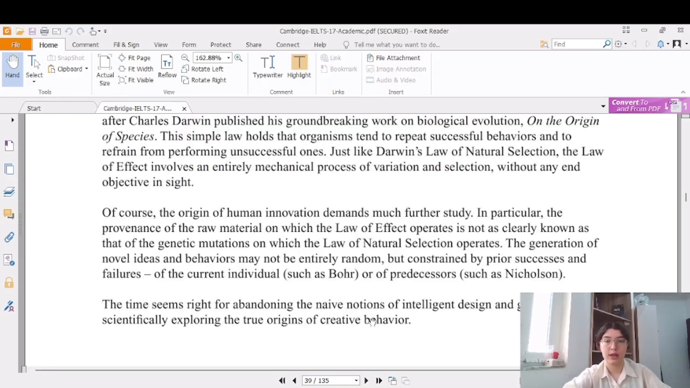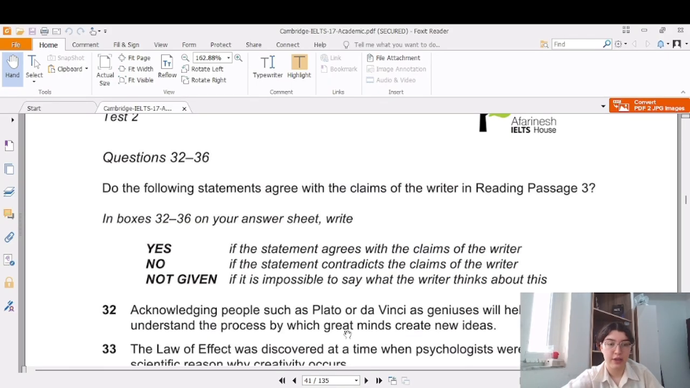So I think that would be able to answer our question. The time seems right for abandoning the naive notions of intelligent design and genius and scientifically exploring the true origins of creative behavior. So it says that now is actually the time to scientifically explore the real, true origins of creative behavior.